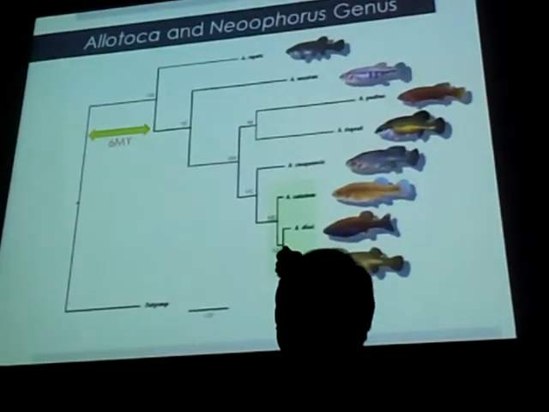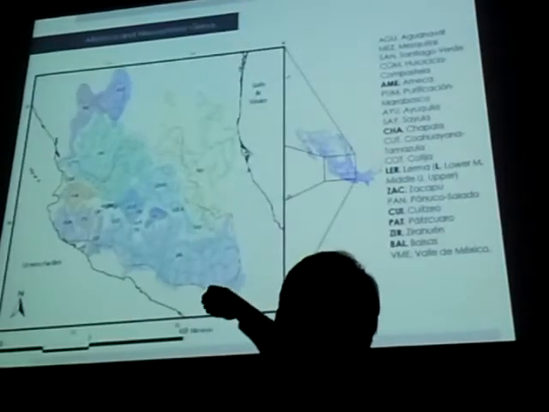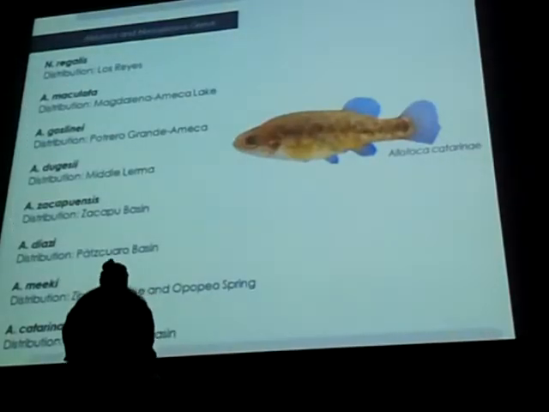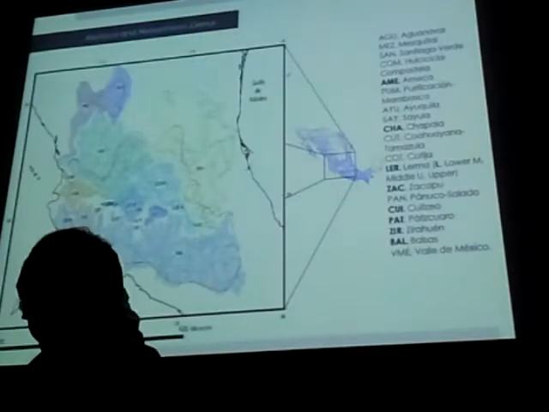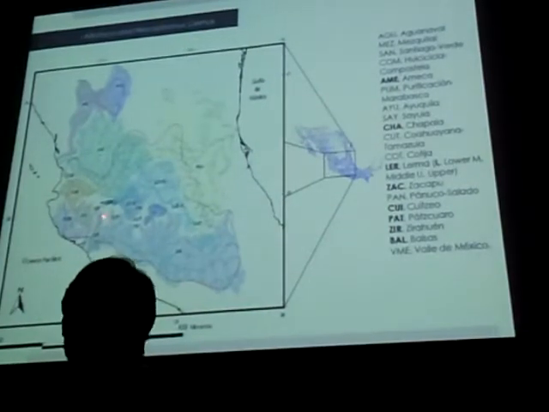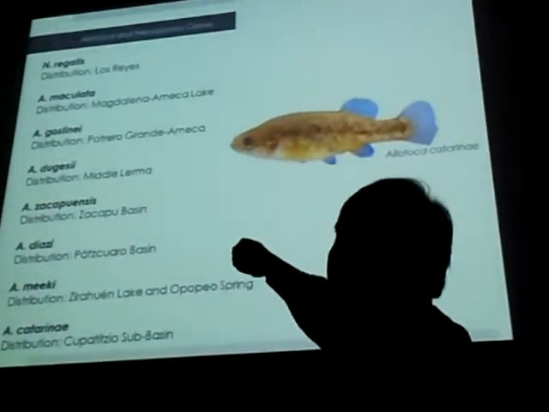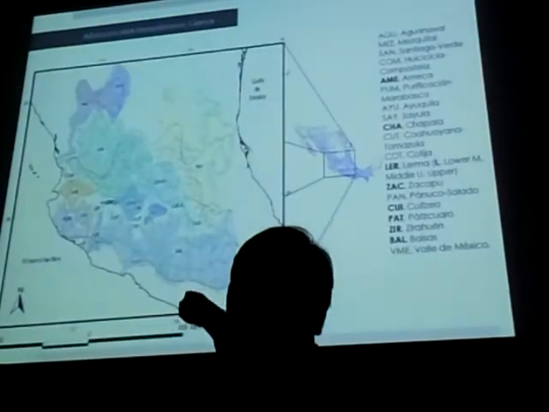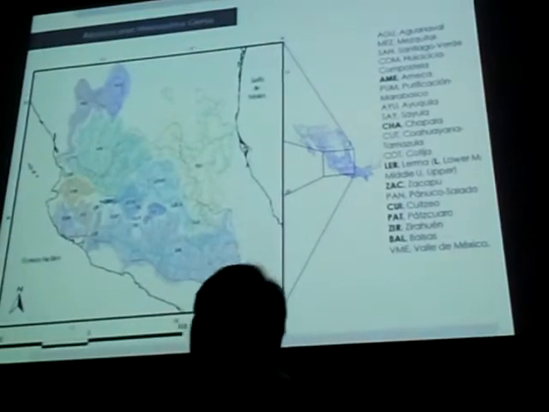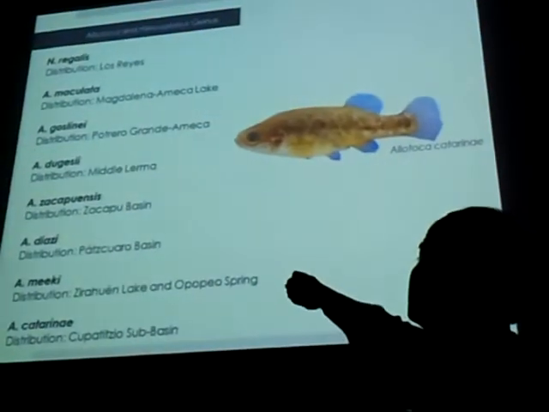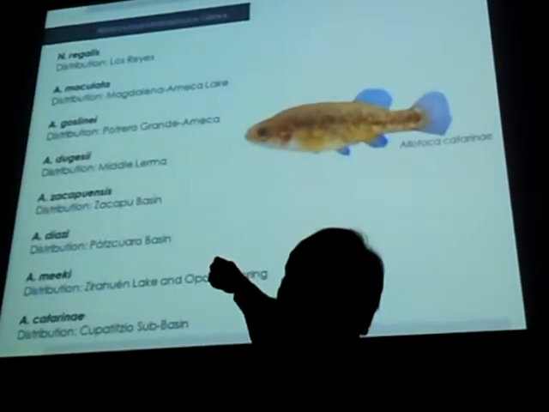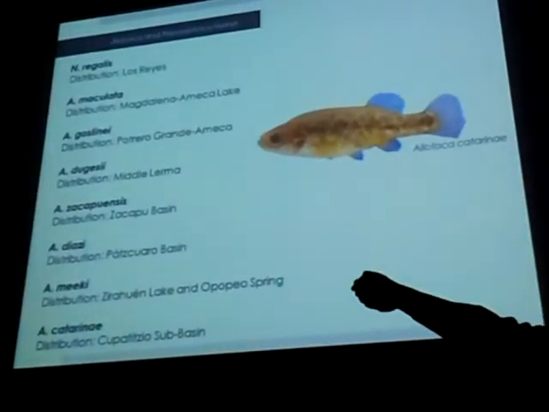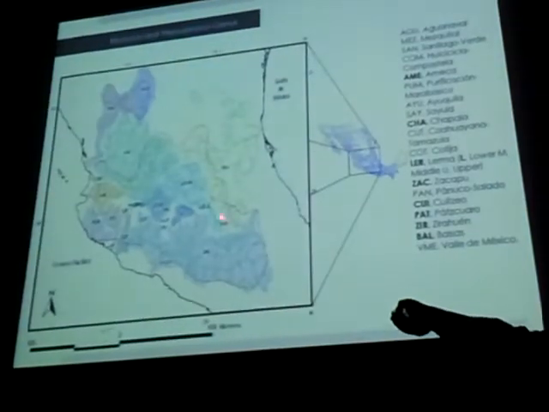I'm going to talk first about Allotoca regalis, which is distributed only in this part of Los Reyes. Allotoca maculata is only in the Magdalena and the Ameca Basin. Allotoca goslinae is distributed in the Potrero Grande and the Ameca Basin. Allotoca dugesii is in the Little Lerma.